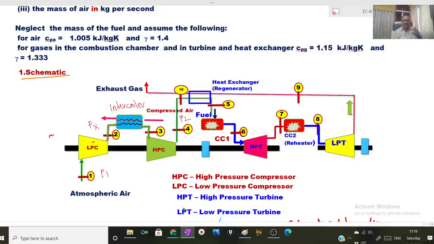8 to 9 isentropic expansion in the low pressure turbine, and finally 9 to 10 is subcooling of the hot gases in the regenerator by giving away heat to the compressed air. And after stage 10, finally gases are exhausted to the atmosphere, or it is returned to initial state if it is closed cycle gas turbine.